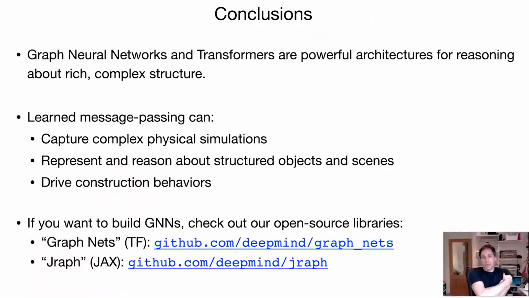And that's basically it. My conclusions: the main thing I want to say is, graph neural networks and transformers are very powerful architectures for reasoning about rich and complex structure, especially physical systems and rich objects and scenes. Again, learned message passing can support complex physical simulations. It can represent and reason about structured objects and scenes, and it can drive construction behaviors. And if you want to build your own graph neural networks and play with these, you can do it with our libraries. A lot of our code we've been open sourcing. Hopefully we'll be open sourcing some more soon on the actual research, the papers. And that's it.